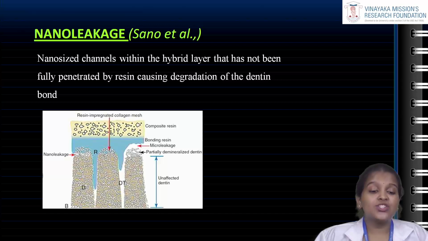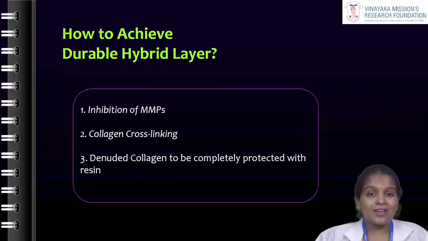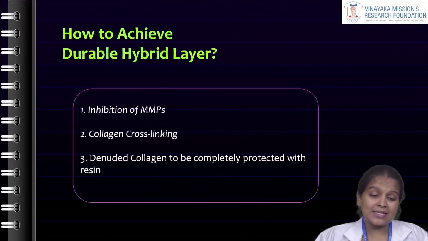So nano leakage is nano-sized channels within the hybrid layer that have not been fully penetrated by resin, causing degradation of the dentin bond. So as of now, we have seen the mechanism and the factors that influence the degradation of the hybrid layer. So now let us see how to achieve a durable hybrid layer. There is various research going on to achieve a durable hybrid layer. So there are a few mechanisms based on which the research is going on.